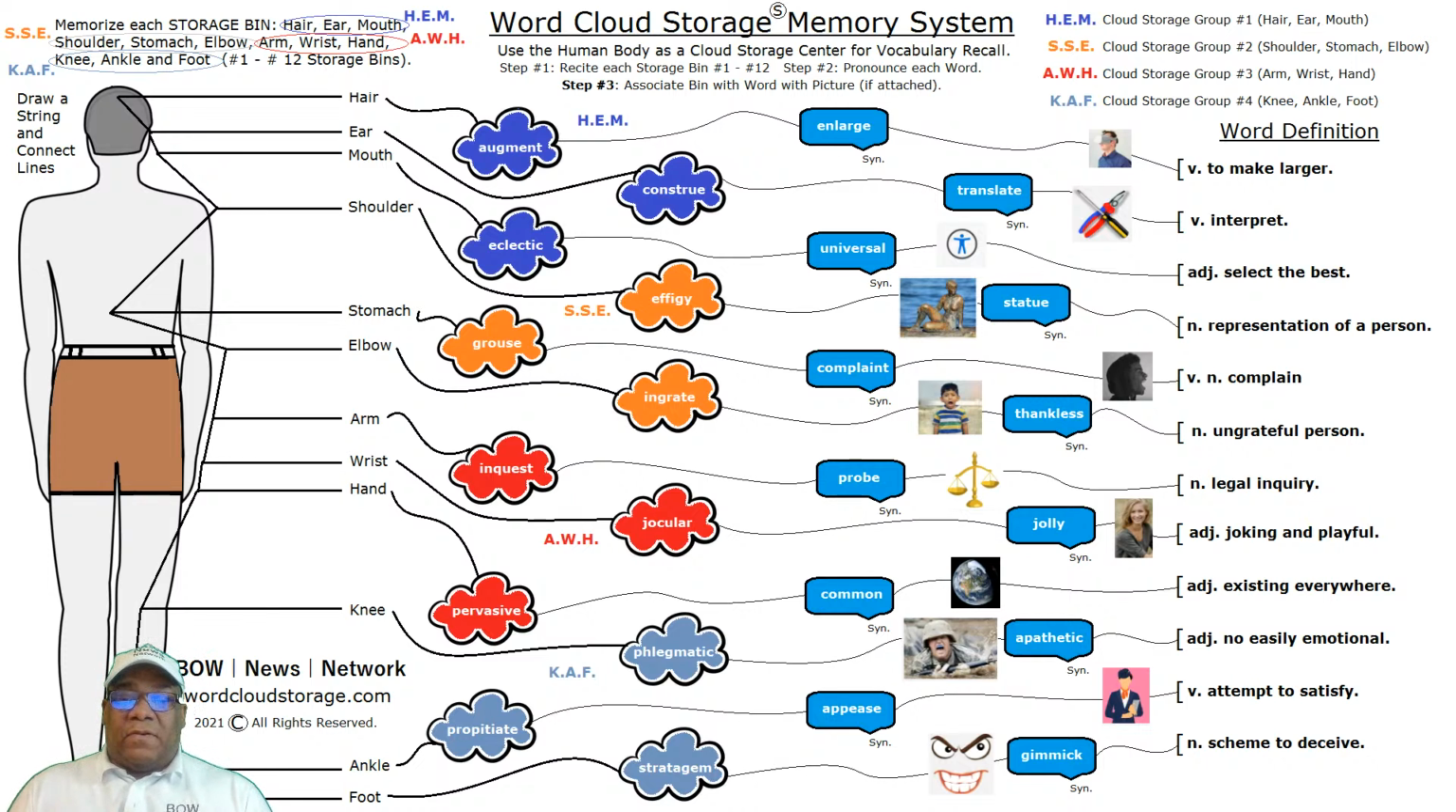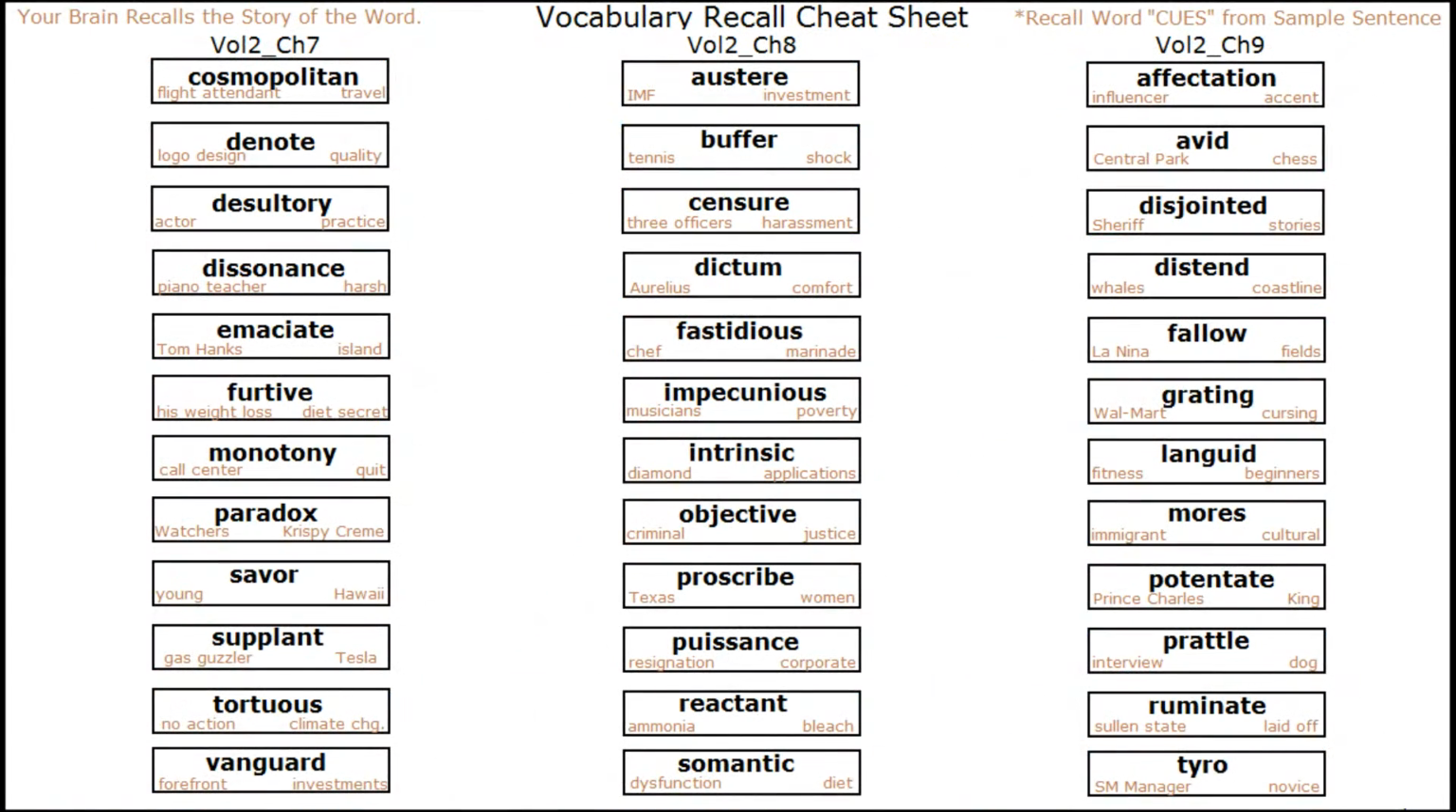So there we have the 12 that we're working on here in Volume 3, Chapter 2. We took a look at the sample sentences. Let's just quickly scan this vocabulary recall cheat sheet, just go over words that we didn't cover.